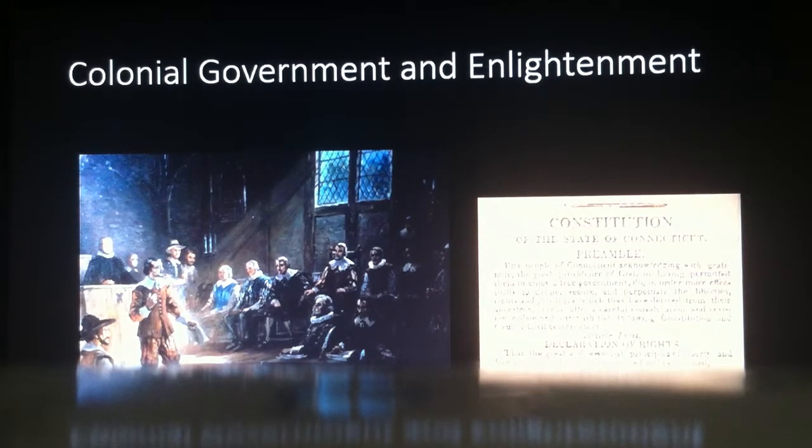Connecticut. The Fundamental Orders of Connecticut was the first written constitution in the American colonies. Connecticut's government was much like Massachusetts because the founders of Connecticut were from Puritan Massachusetts. The difference was that there was a lot of separation of church and state. This government allowed all people to elect their governor.